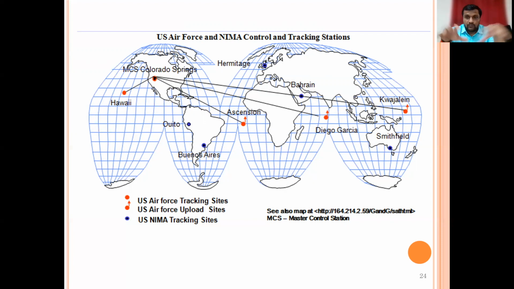So these 5 ground monitoring stations have a very important role to track and monitor the movement, health, and functioning of each GPS satellite in the GPS network.